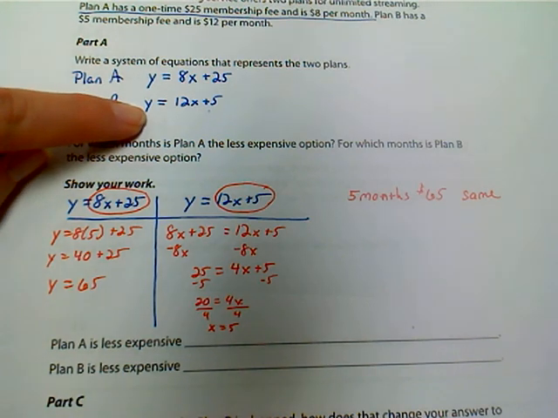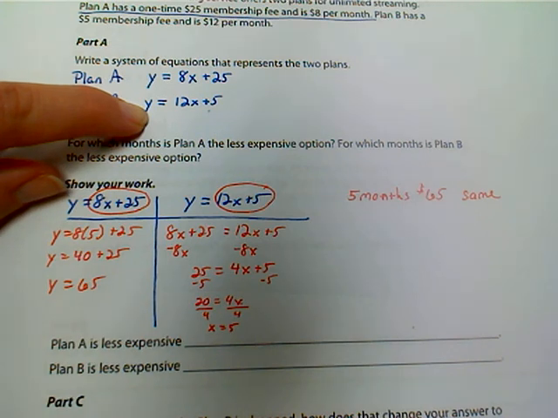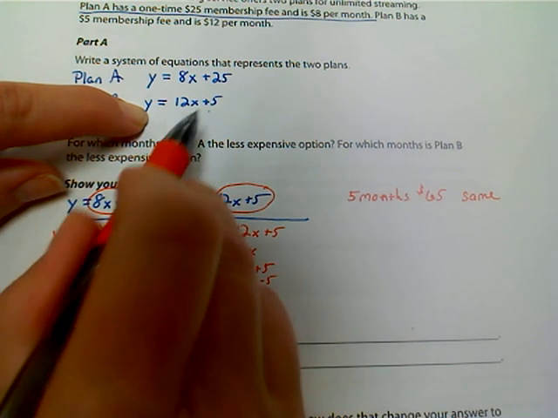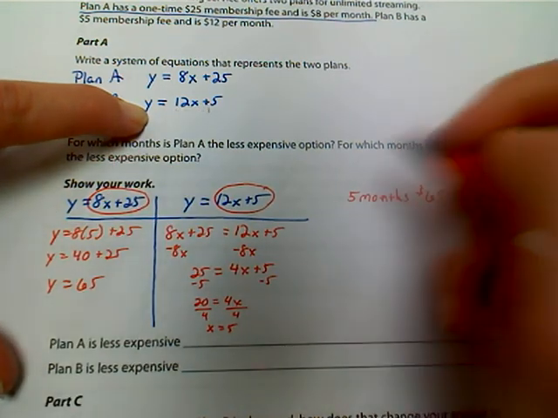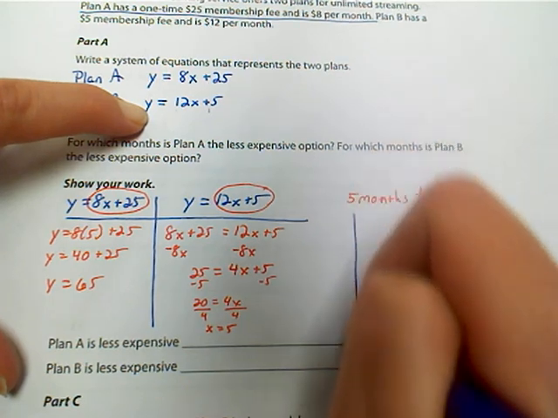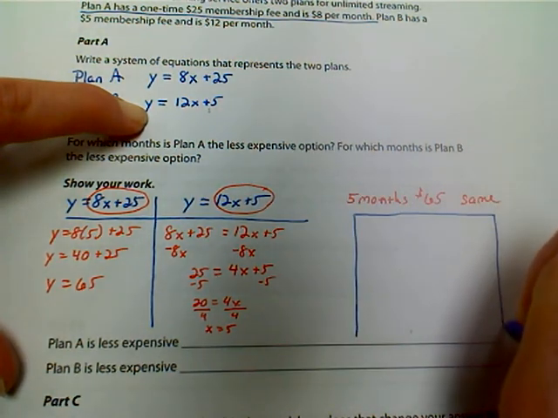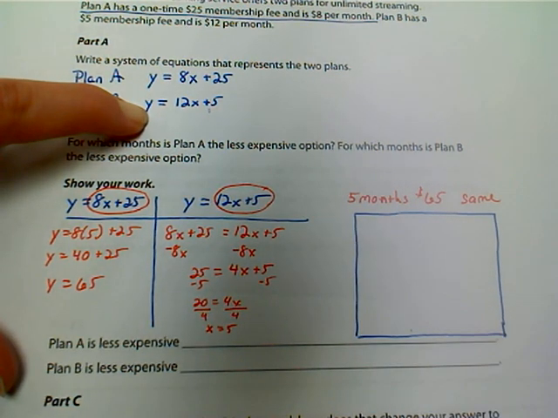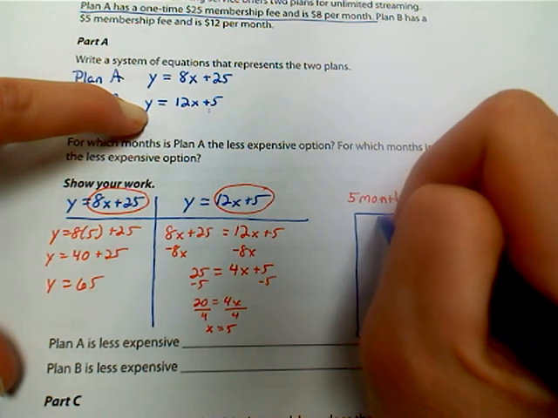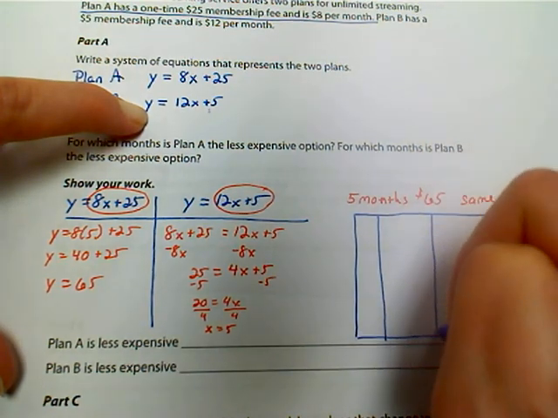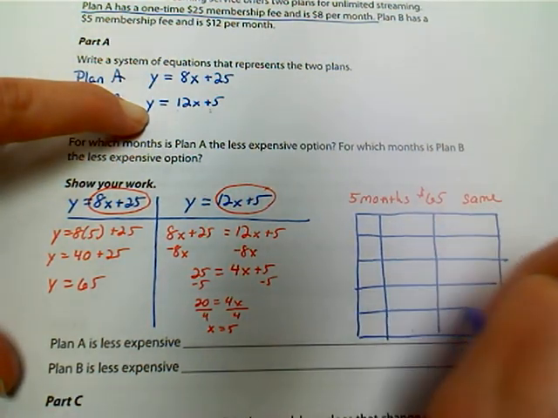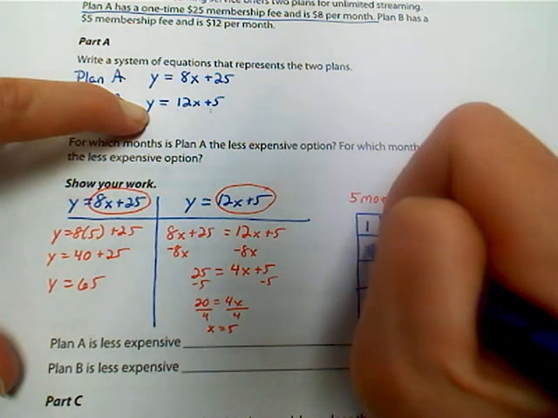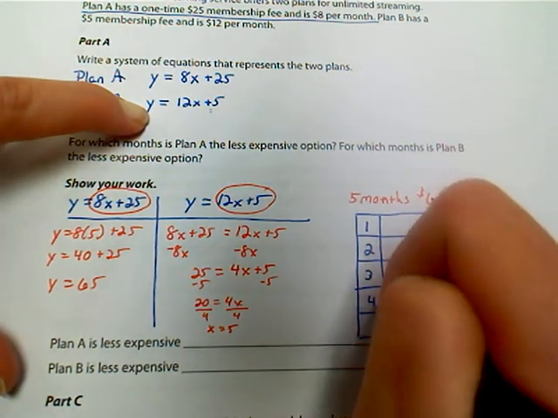For Plan B, for the first month, we're starting out at a lower rate. We got to pay $5 and increase it by 12. Let's create a table. Let's see what happens. Let's see, I do a table here. And I have, all right, for the first month, second month, third month, fourth month, fifth month.